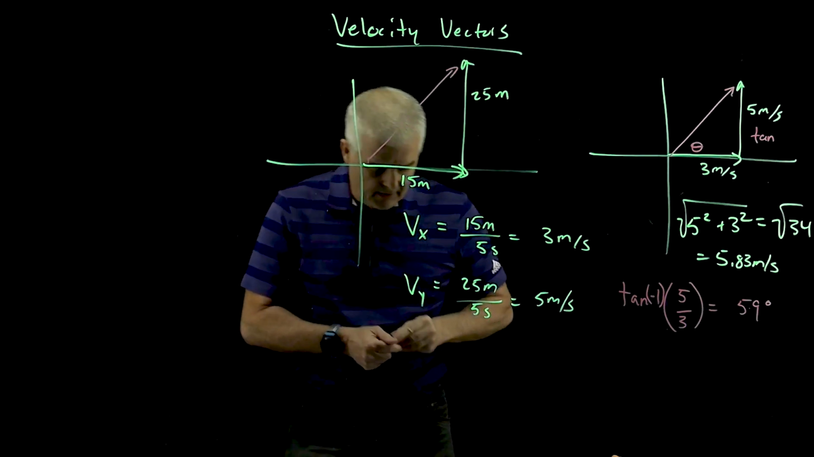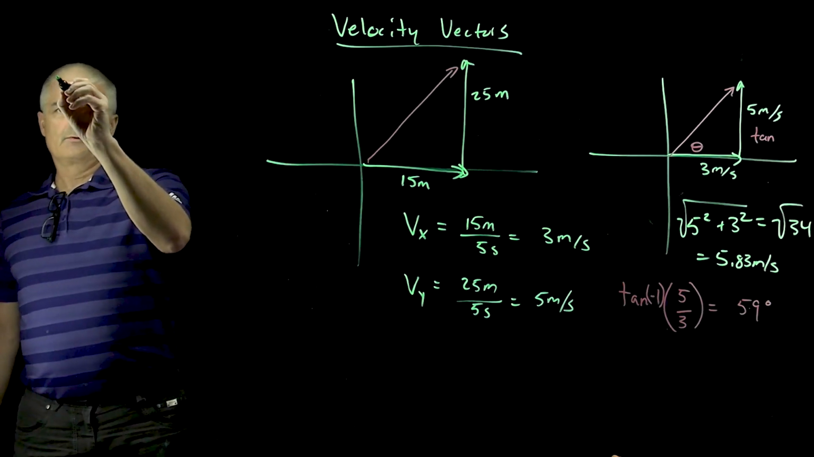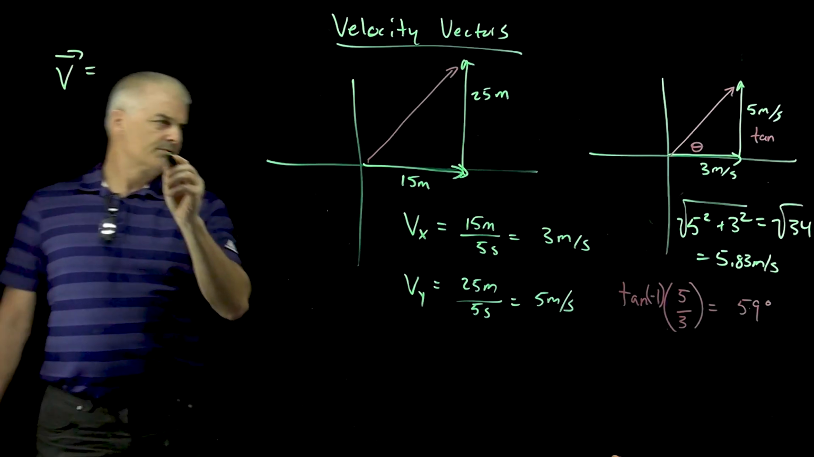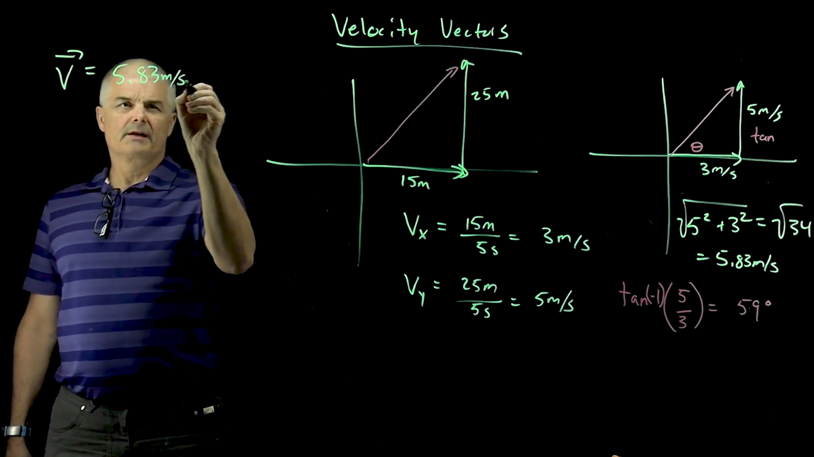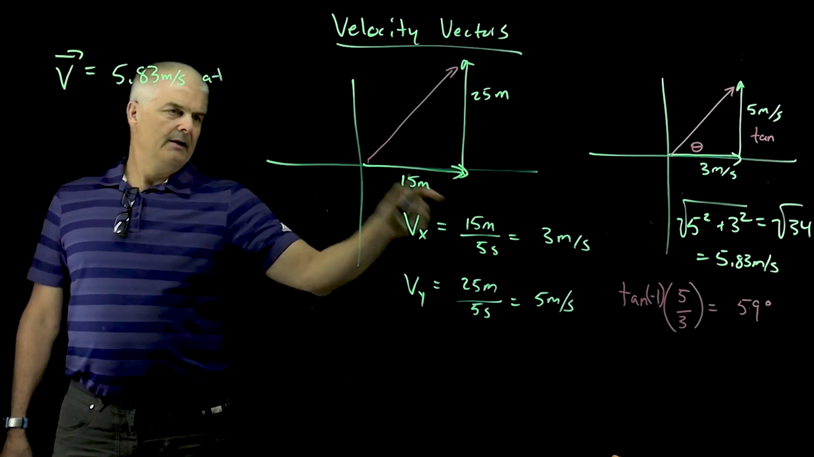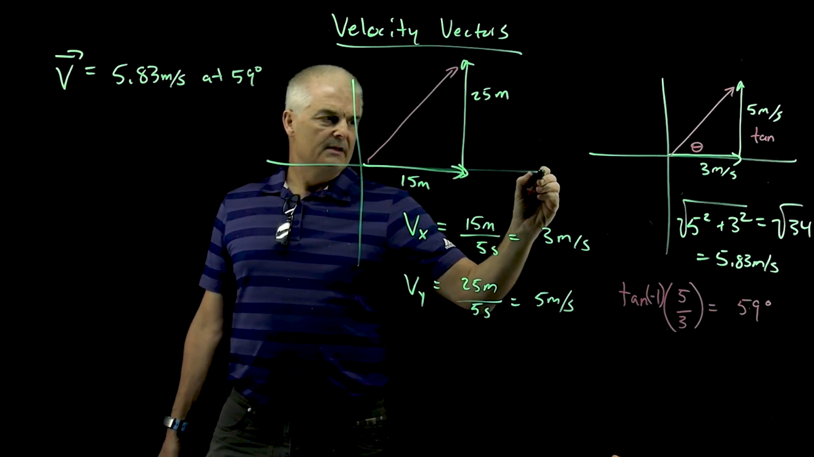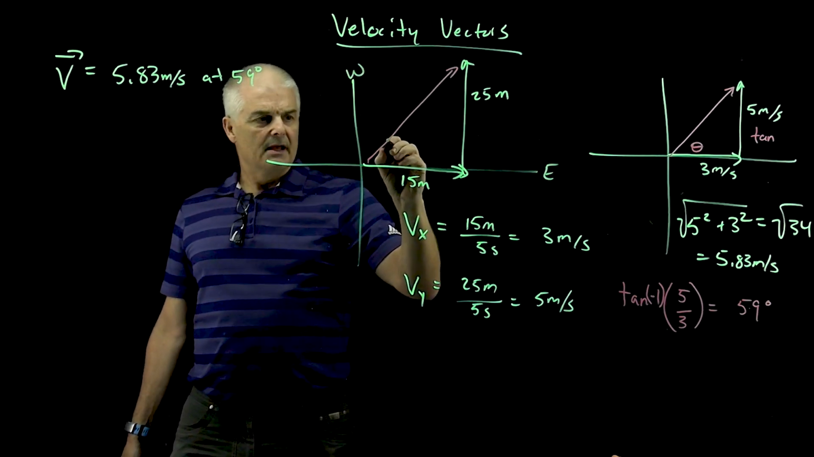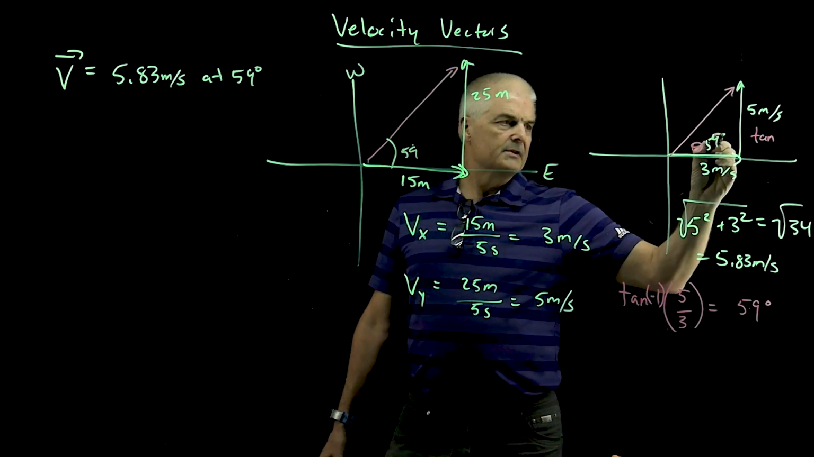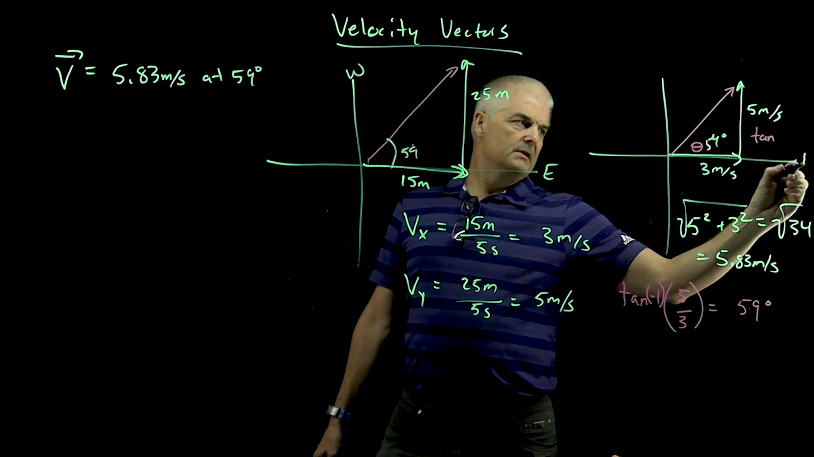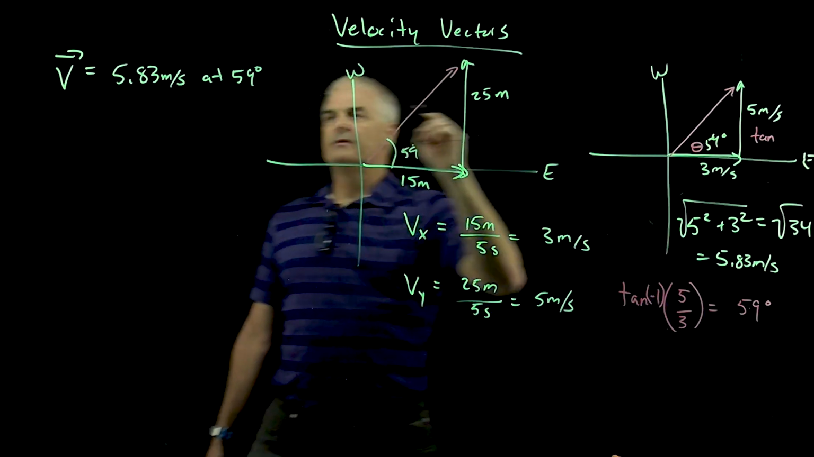So the big answer is what? You would say that this vector V equals 5.83 meters per second at 59 degrees. Now, if we think of this like north, south, east, west, this is east and this is west, and this angle is 59 degrees. If we come this way, it's north of east.